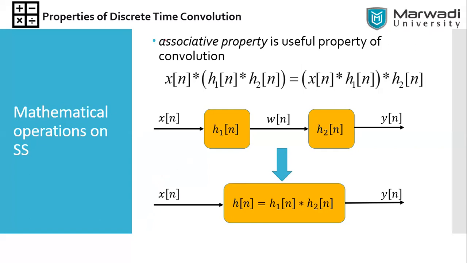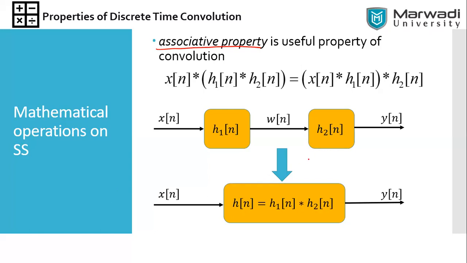Fine. Next is associative property. I wanted to announce that your class test will be held. Okay, and I will also announce the detailed syllabus. Now it is up to you.